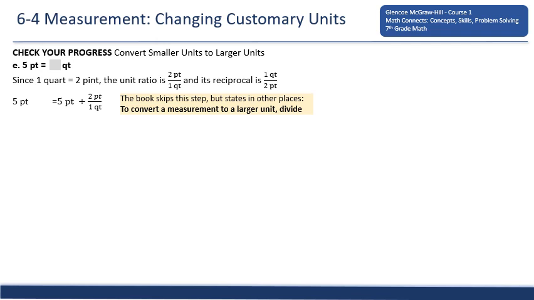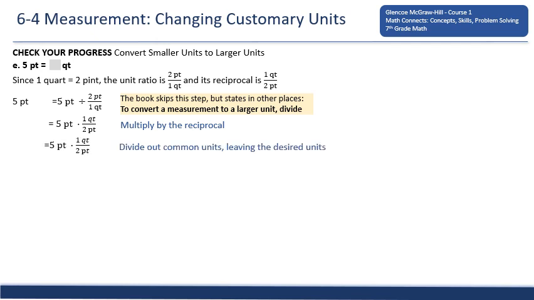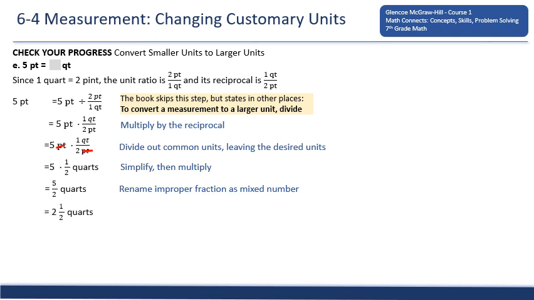To convert to a larger unit, we need to divide. We divide fractions by multiplying times the reciprocal. So 5 pints times 1 quart over 2 pints. Divide out common units, which is pints. And then we will simplify then multiply, but we cannot simplify 5 and 1/2. So we'll multiply 5 times 1/2. We'll get 5 over 2, 5/2 quarts. And we'll rename the improper fraction, which is 2.5 quarts.